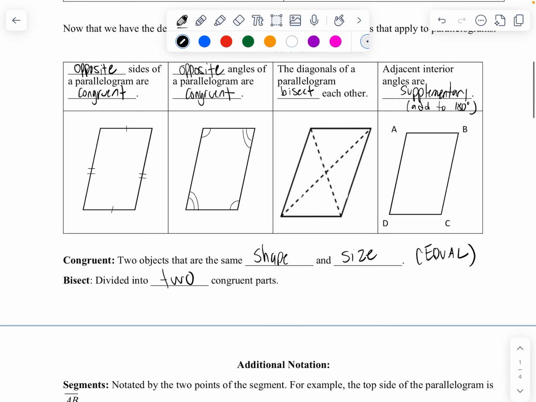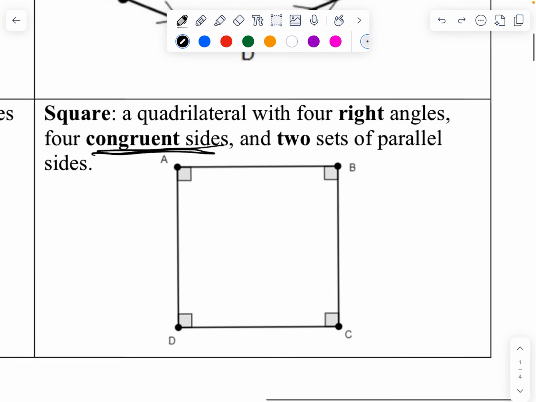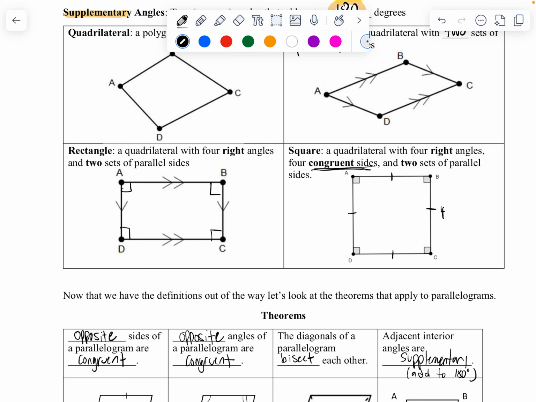Remember, congruent is two objects that are the same size and shape. In other words, equal, meaning that you have right angles here, but you also have congruent sides. We mark that with a dash, meaning if that side is 4, every side is 4. Okay, and then you can also mark parallel. So there you go.